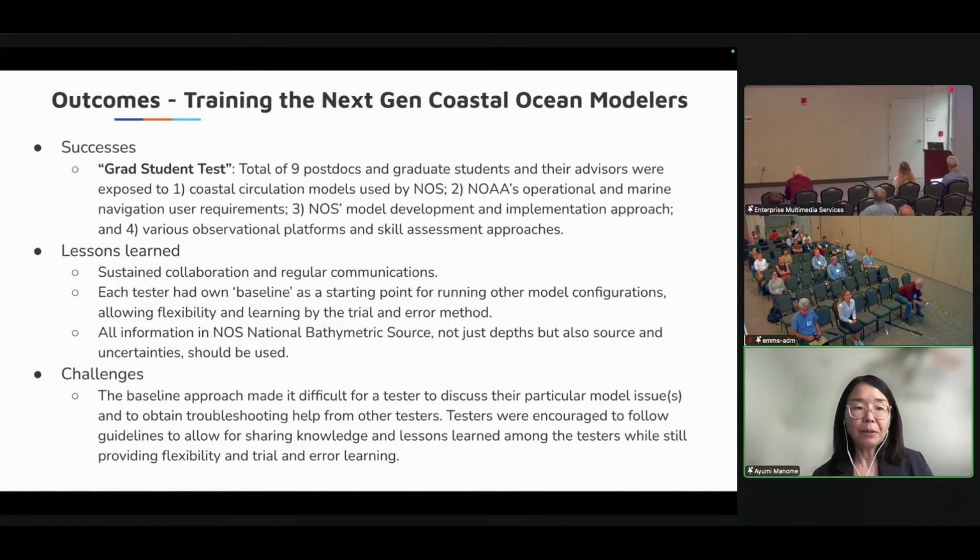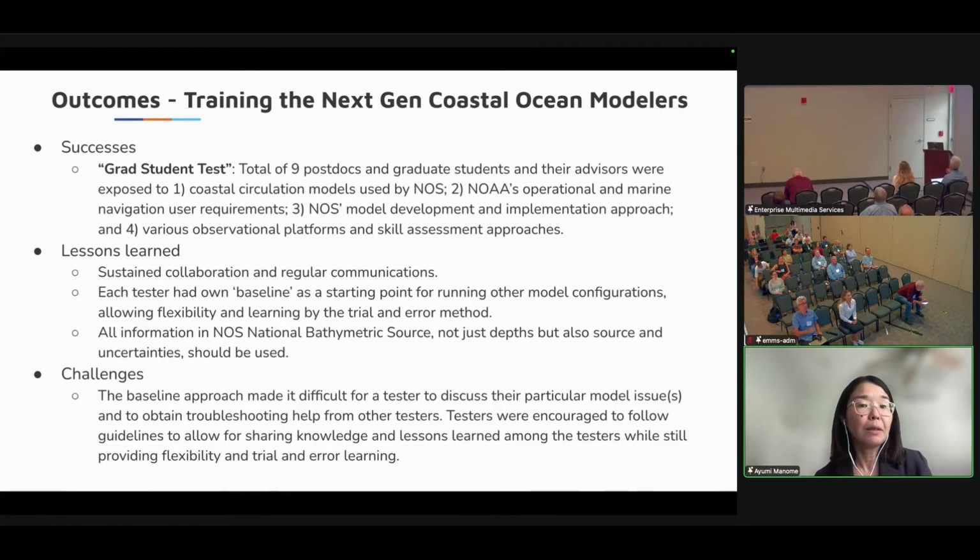Because this model evaluation effort is not really about a bake-off, but it's more about advancing the readiness level of these two ocean models, and about understanding the processes, we are not really showing any specific results, but wanted to focus on outcomes. One outcome is training the next generation of coastal ocean modelers. A big success is the graduate student testers.